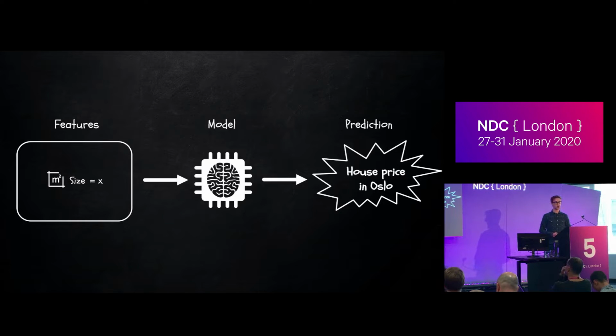Let's try and find a model which can map some features to a house price in Oslo. And we're going to reduce the number of features to just one. We're going to do that just to make everything a bit simpler and to make it easier to visualize what we're going through in the next minutes. So we use just the size of a house, and we call that feature X.